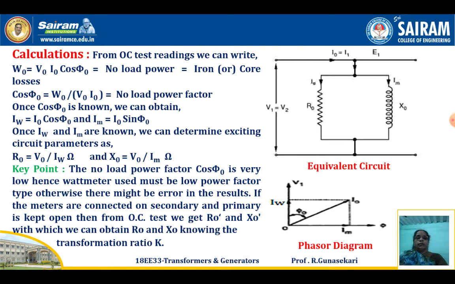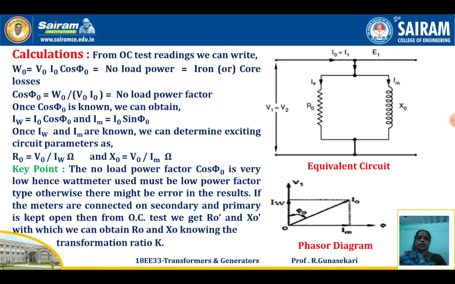How is I0 equal to I1? The ammeter is connected on the primary side only. So the ammeter records the primary current or input current. Since we didn't give any load, I0 is equal to I1. The I0 is divided into two components, IW and IM. IW flows through R0 and IM flows through X0. Then you can draw the equivalent circuit.